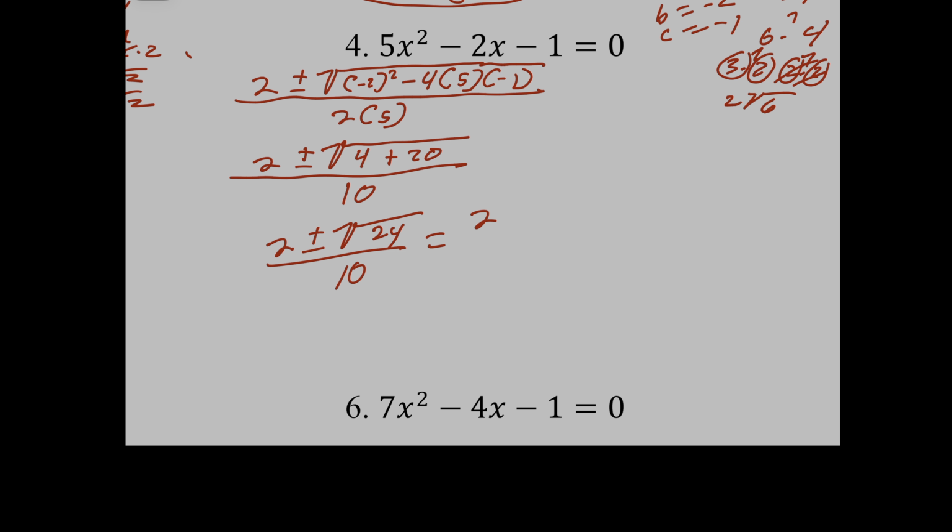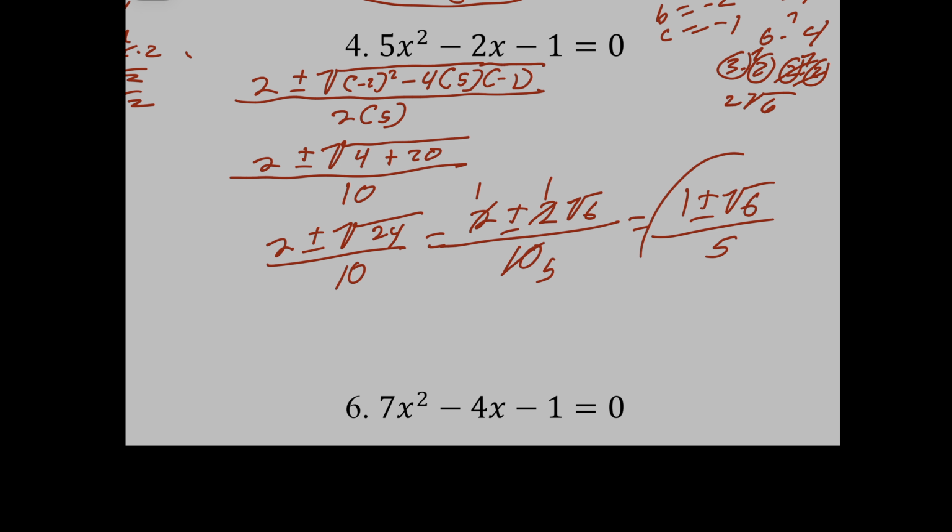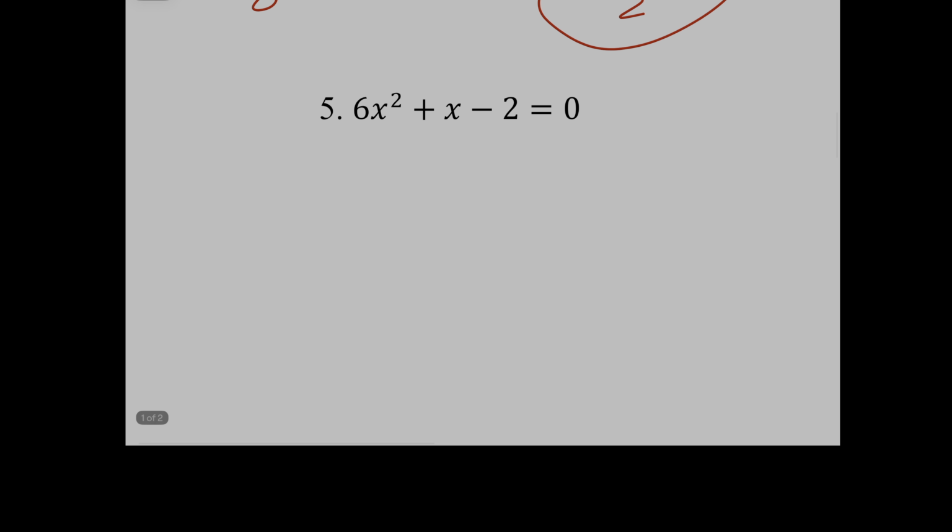That's going to equal now 2 plus or minus, instead of root 24, I'm going to write 2 root 6 over 10. Okay, both 2's will reduce with the 10. They both become 1's, and that becomes a 5. So my answer is going to be 1 plus or minus root 6, because I don't need to write that 1, all over 5. Boom, done. All right, let's go on to number 5.